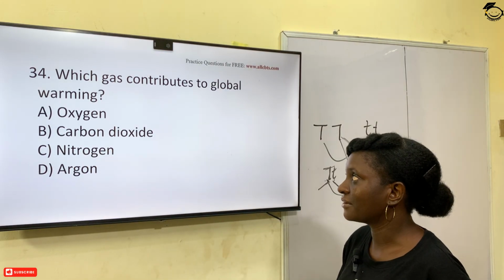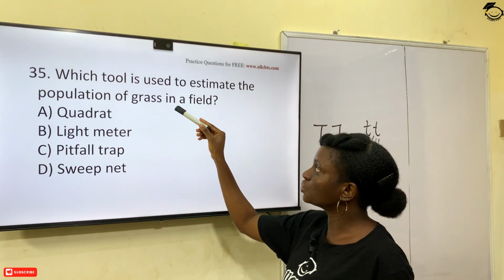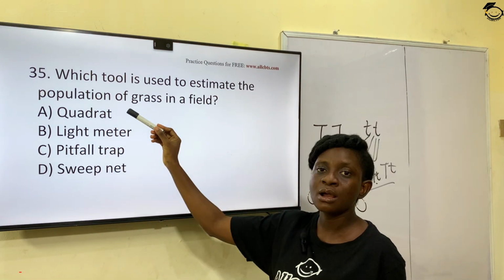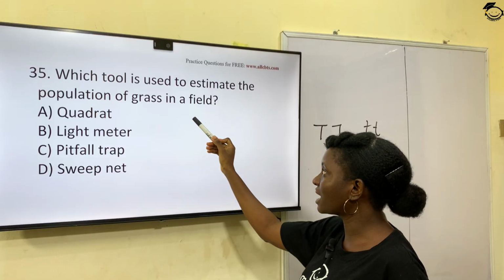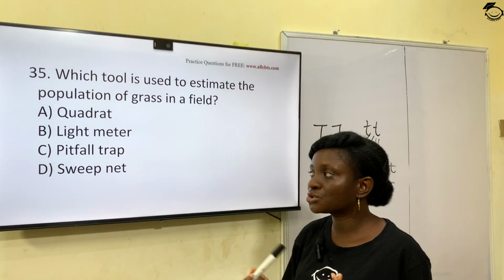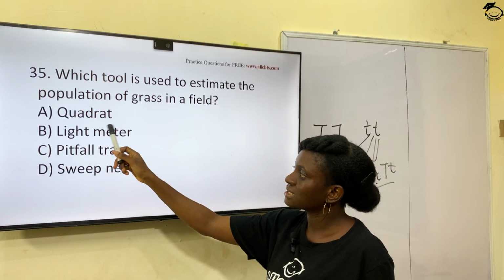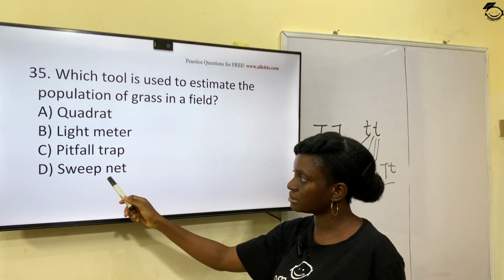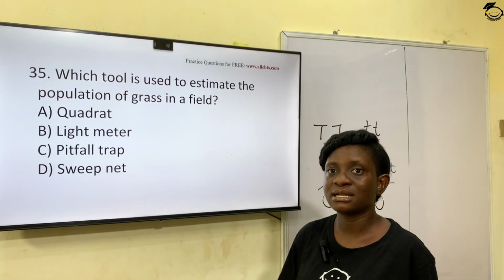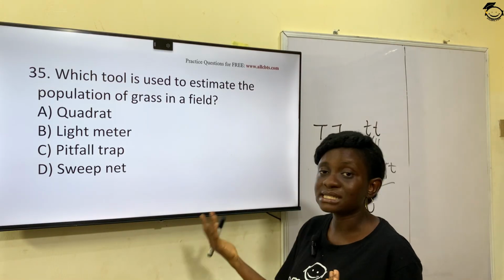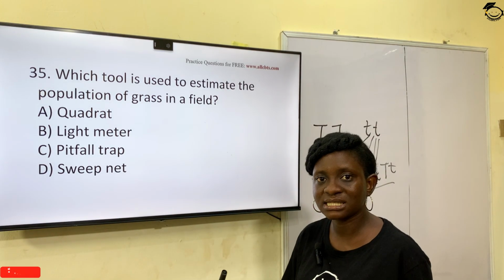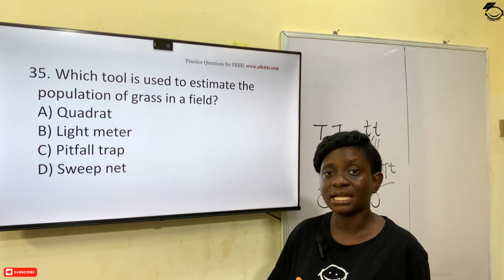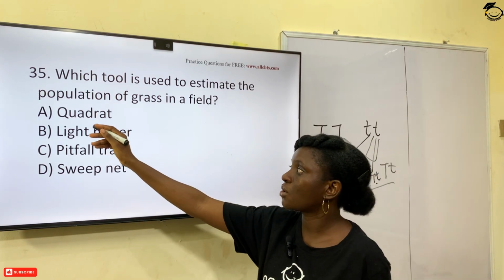Question 35. Which tool is used to estimate the population of grass in a field? A, quadrat, B, light meter, C, pitfall trap, D, sweep net. So the only tool that can be used to estimate the population of grass in a field is known as quadrats.